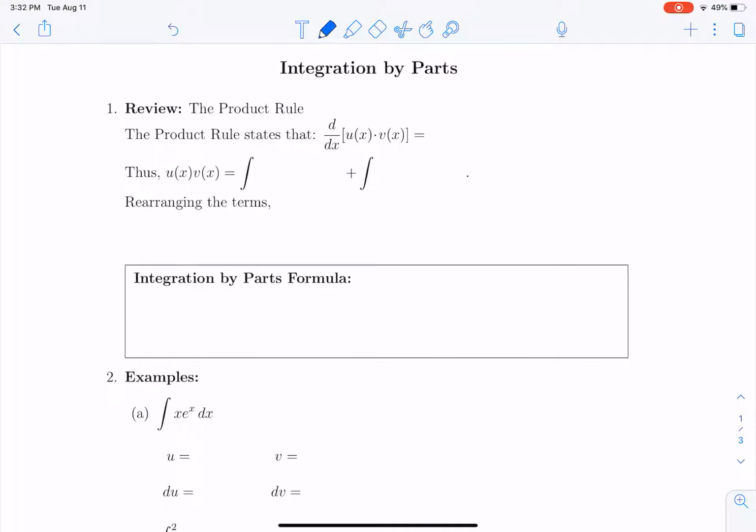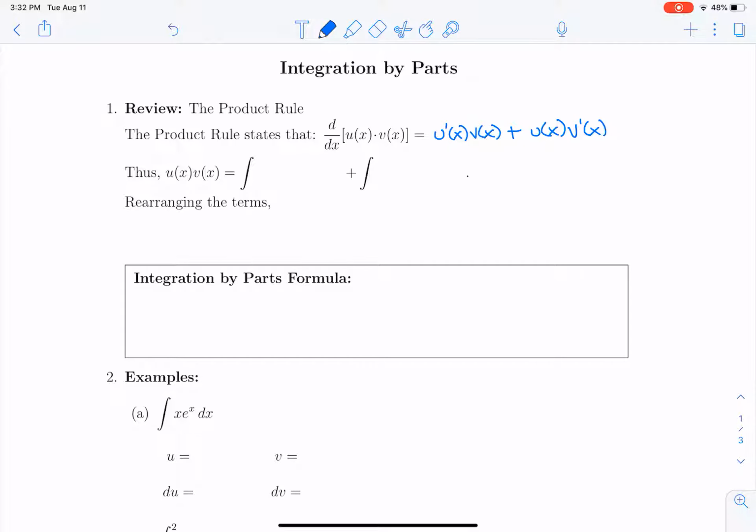We now move on to our next integration technique, which is integration by parts. And again, this is going to be inspired by a derivative rule, in this case, the product rule. The product rule states that the derivative of the product of two functions, u and v, is the derivative of the first function, u prime of x, times the second function, v of x, plus the first function, u of x, times the derivative of the second function, v prime of x.